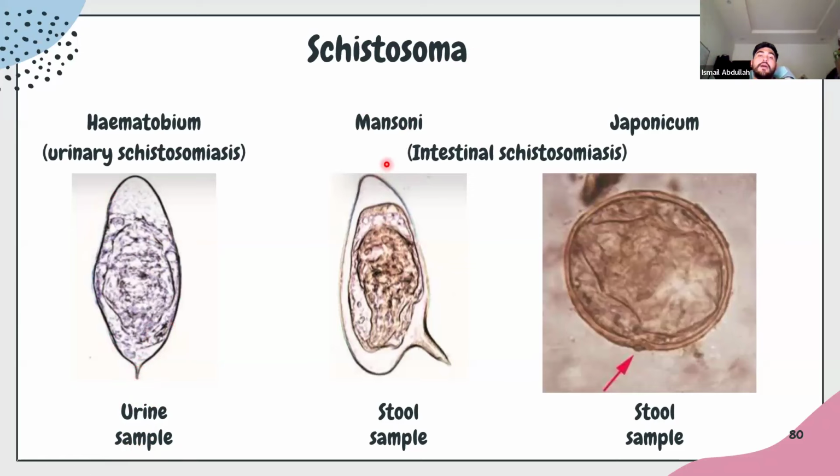But if it was intestinal, it could be Mansoni or Japonicum. How can you tell the difference? This is the Mansoni egg, and it has a lateral spine, while here they barely have a spine, it's just fully round. This is very important. So again: terminal spine if it was urinary, lateral spine for Mansoni, and almost no spine for Japonicum. You get these from the stools, and you get this from the urine sample. I hope this is clear.